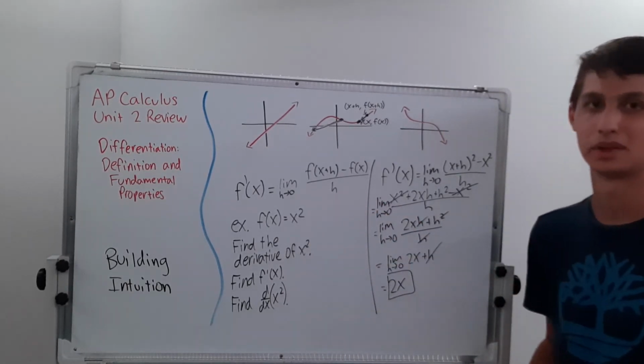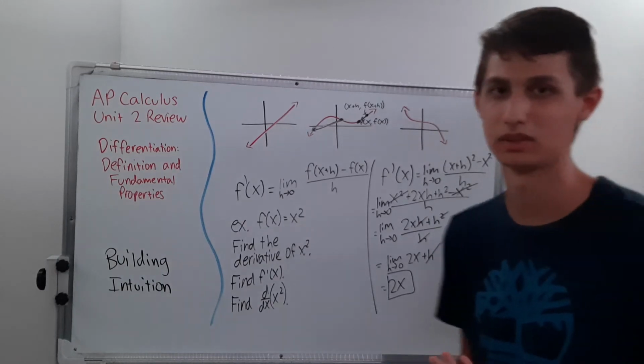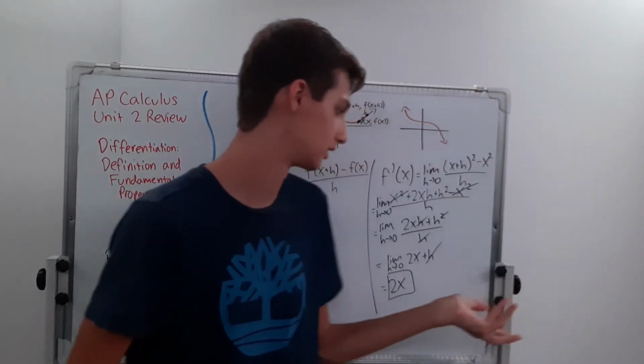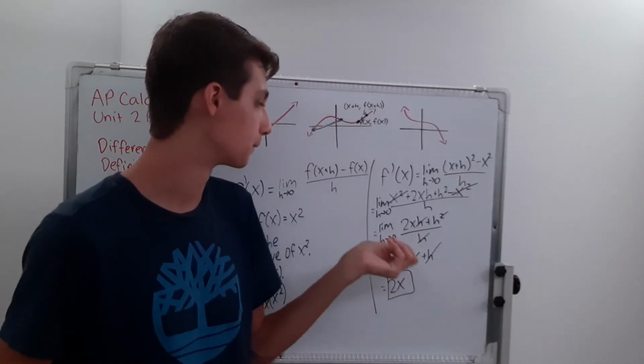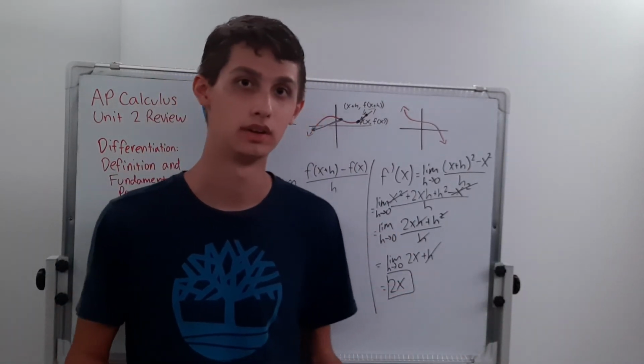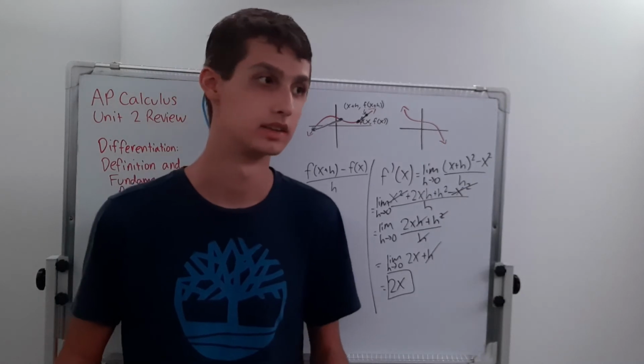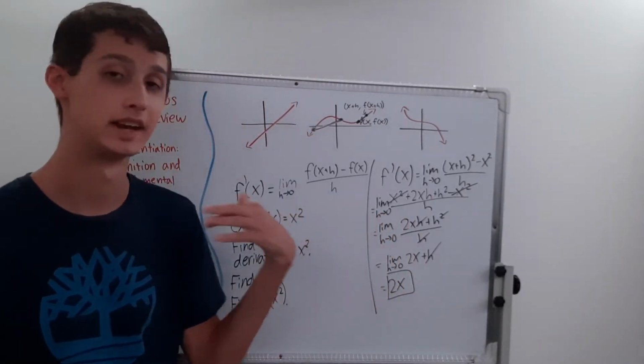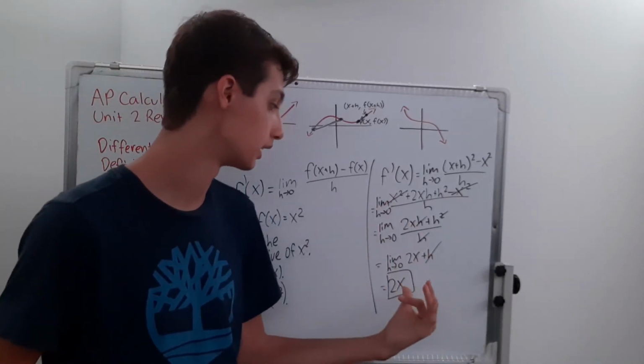Now, you might be uncomfortable with this. You have a slope. Isn't the slope supposed to be a number? And we got 2x. What? Well, this is interesting because now, if we want to find the derivative at a certain point, the slope of our original function at a certain point, we just plug that number in here.